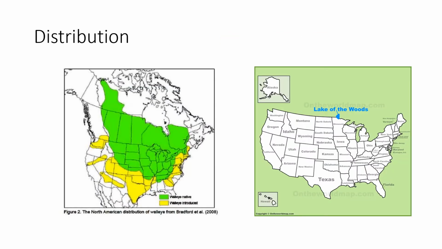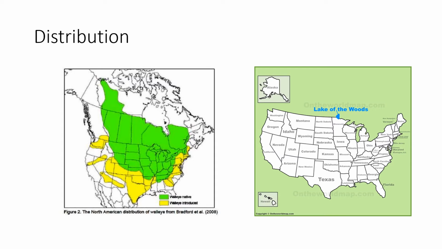Walleye are found natively in the central and north-central parts of North America. They've been introduced outside of that range, stretching south down into parts of the states of Arizona, New Mexico, Texas, and Louisiana. They've also stretched out to the east coast and to the west coast, going into parts of California, Oregon, and Washington. Lake of the Woods, which is between Minnesota and Canada, is considered the walleye capital of the world by many.